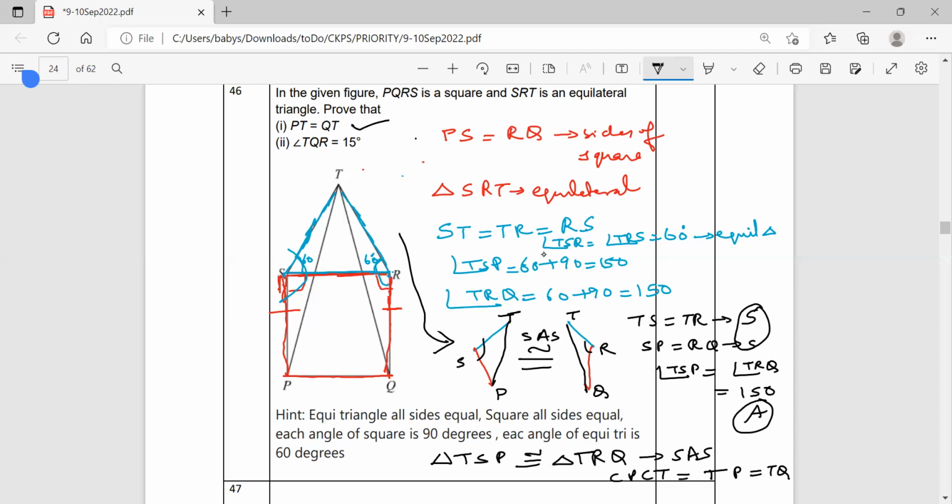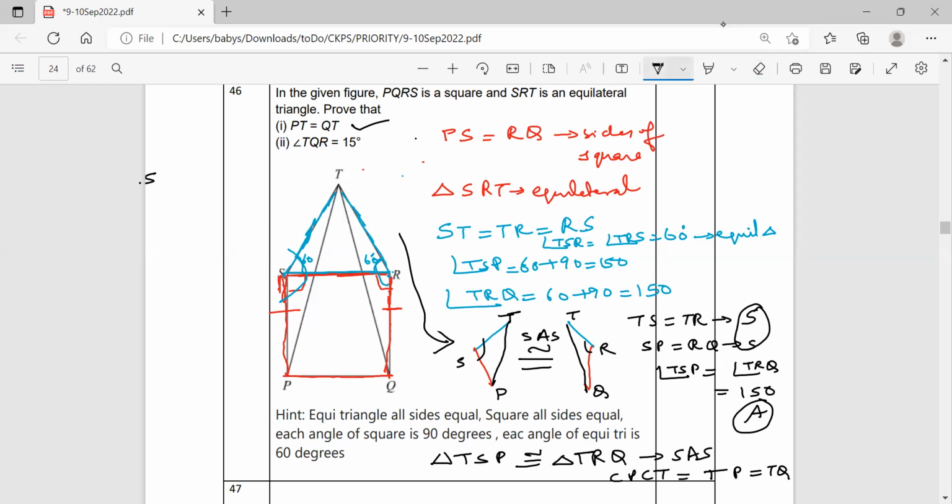That means SR is equal to RQ. I'm just redrawing it here. See, SR is equal to RQ, isn't it? But this SR is also equal to TR. Why? Because they are the sides of an equilateral triangle, isn't it? So if you apply the logic, what do I get?